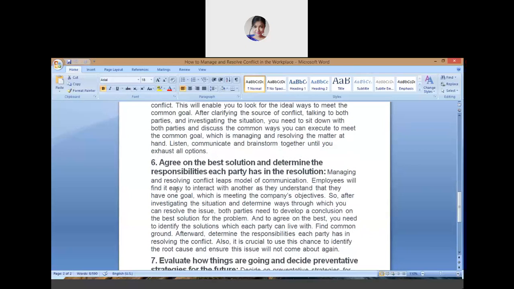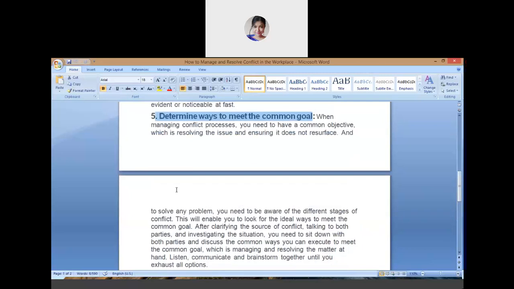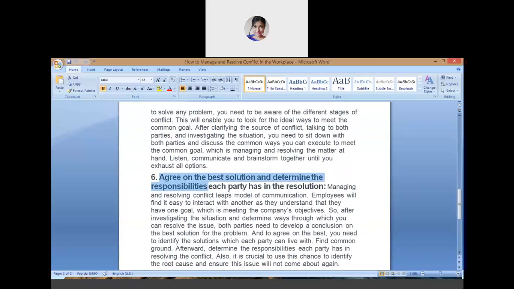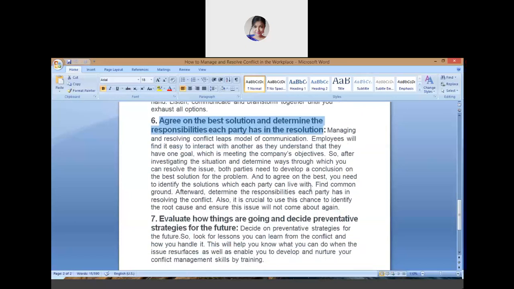Next is agree on the best solution and determine the responsibilities each party has in the resolution. Now the next step after you determine ways to meet the common goal. Each and every person will share their own opinion, share their own thought regarding how the conflict can be managed or resolved, and you would also have certain opinions regarding the same. After you listen to all the ideas and opinions, then agree on the best solution and determine responsibilities each party has in the resolution.